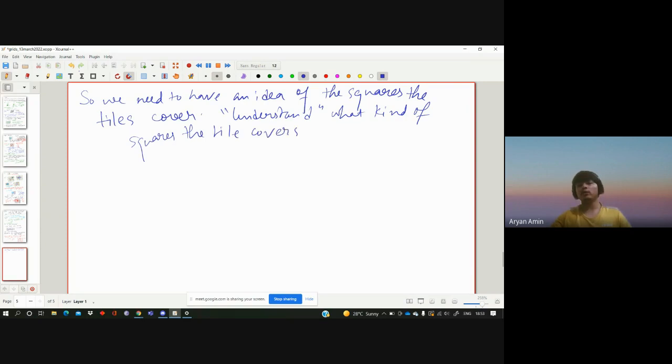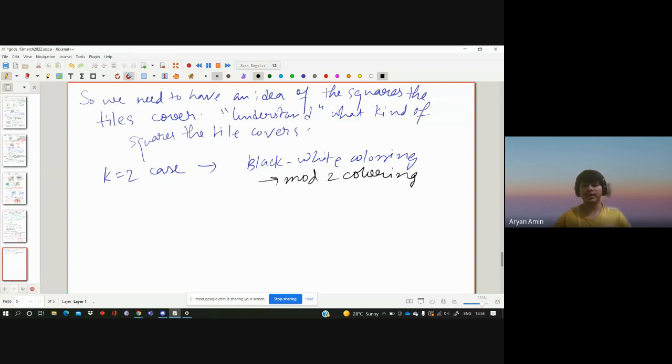So when we had the k equals 2 case, we appealed to black white coloring, right? Now, we saw that black white coloring was as good as mod 2 coloring, right? So does anyone have any guesses for the general k case? We'll actually just do mod k coloring here. What do I mean by mod k coloring?